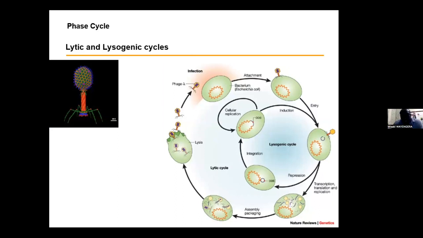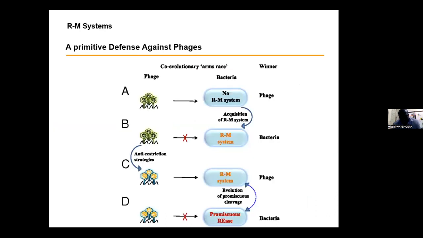So essentially, when we see this happening, there is the process of attachment, entry, transcription, of course, of the viral DNA or RNA, and then the assembly of the bacteriophages within the bacterial cells. So what has happened is that the restriction modification systems have evolved as a primitive defense against phages. There is more or less an evolutionary arms race between the phage and the bacteria. The phage infects the bacteria which do not have RM systems, but the bacteria then evolve or acquire RM systems to defend themselves against the phages. So when bacteria acquire RM systems, they are protected against infestation by these bacteriophages.